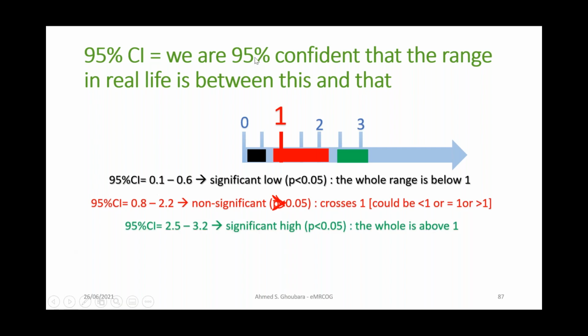Yeah, the 95% confidence interval lies between 2.5 and 3.2. So the whole range is above 1. Yeah, the whole range is above 1 here. Do you see 1 in between? No. So basically, I'm saying that we are 95% confident.